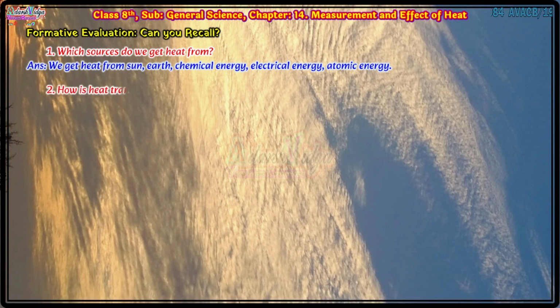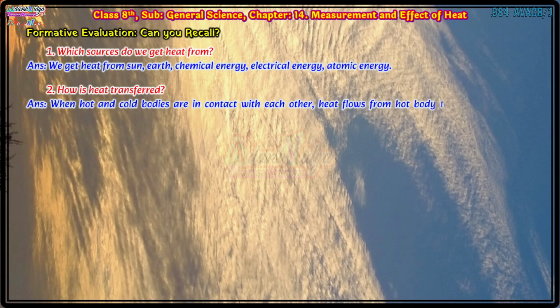Second question. How is heat transferred? Answer is: when hot and cold bodies are in contact with each other, heat flows from the hot body to the cold body, till the temperature of both becomes the same.